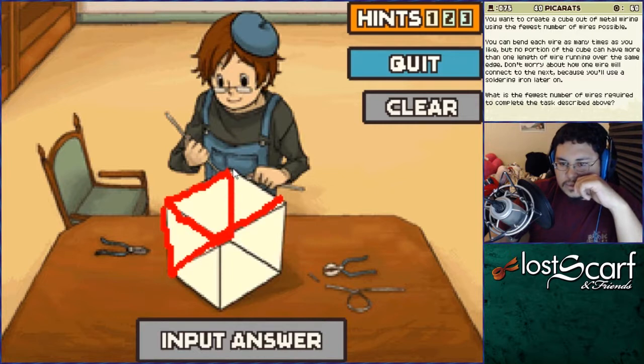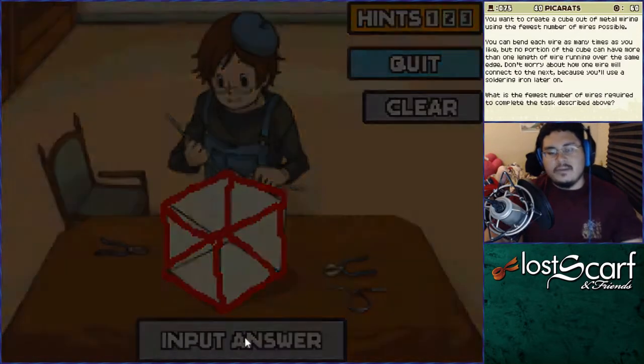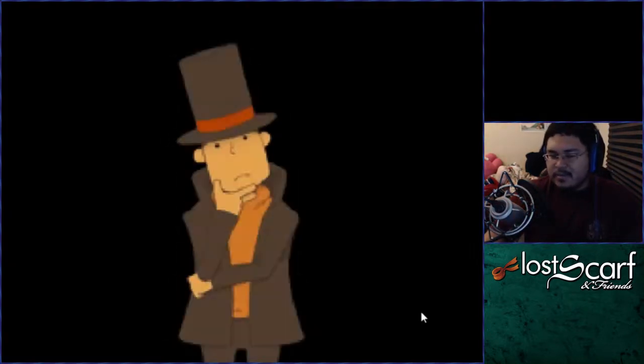2. 1, 2, 3, 4. 4! I think it's 4. I think the answer's 4. Silver thinks 4 as well. Let's see.